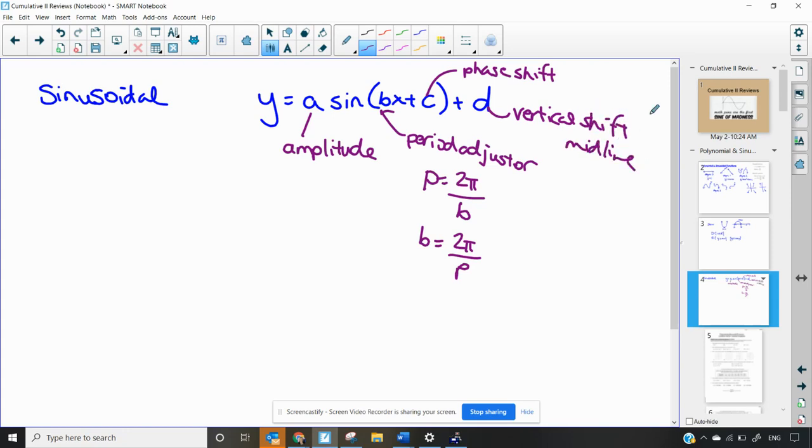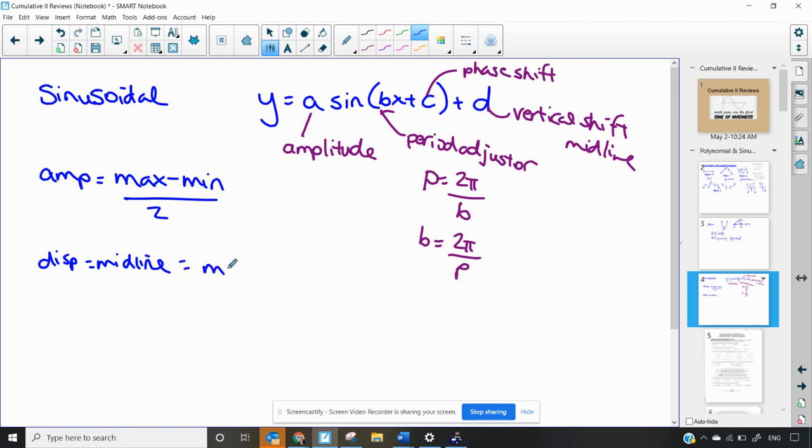Now we had some formulas in here that we had to memorize. When we were looking at amplitude from a graph, it would have been our max minus our min divided by 2. And our displacement, or our midline, was like the average of the max and the min. So that would have been max plus min divided by 2.